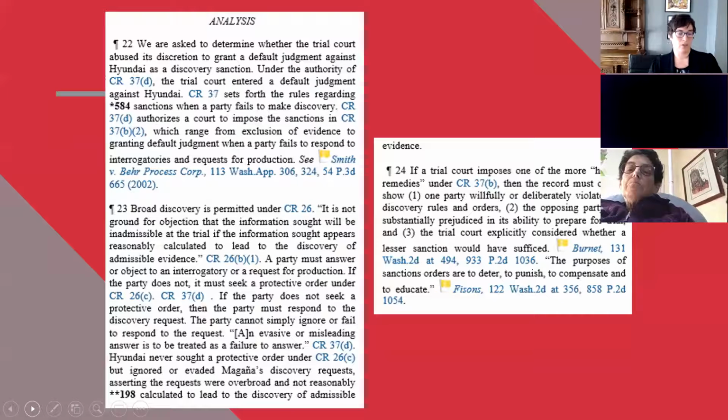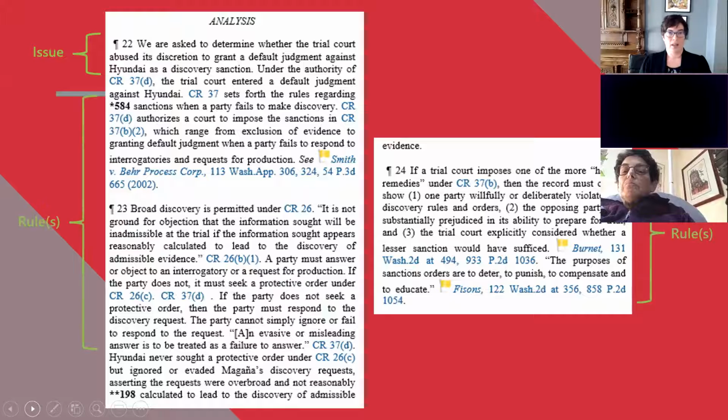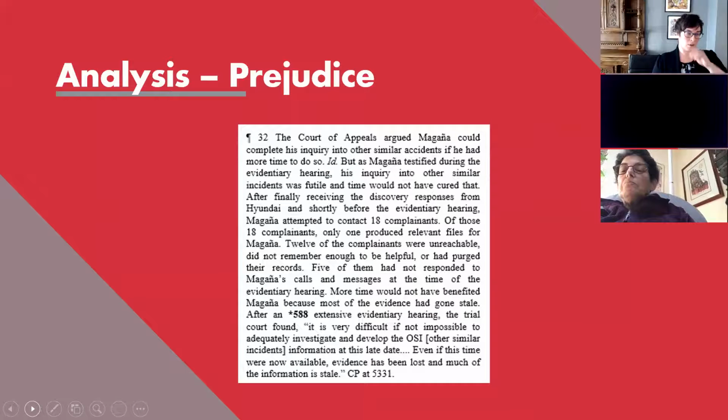I'm not going to go through the entire legal analysis section of Magana because it is quite long, but I will point out that we start off at the analysis section and we state the rule: whether the trial court abused its discretion to grant a default judgment against Hyundai as a discovery sanction. And it lays out a number of rules that apply to this decision. And then it goes into the analysis.